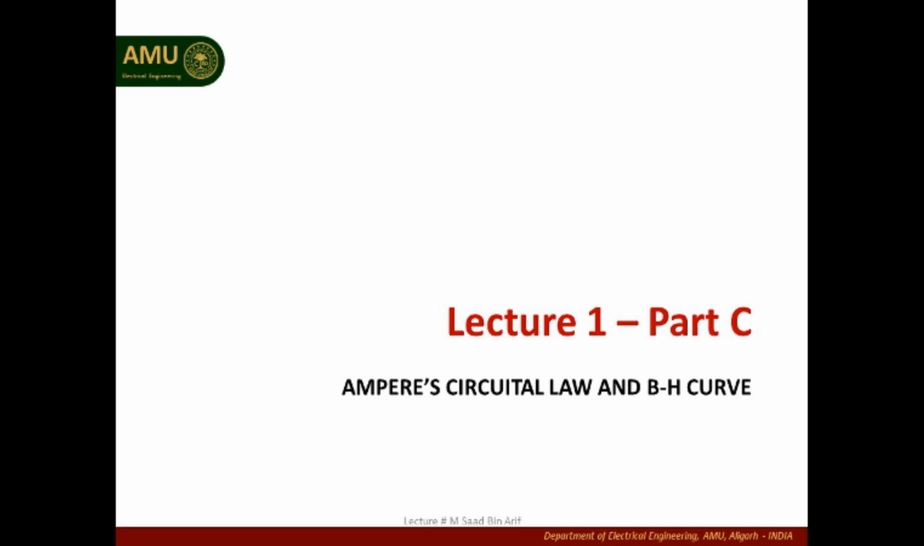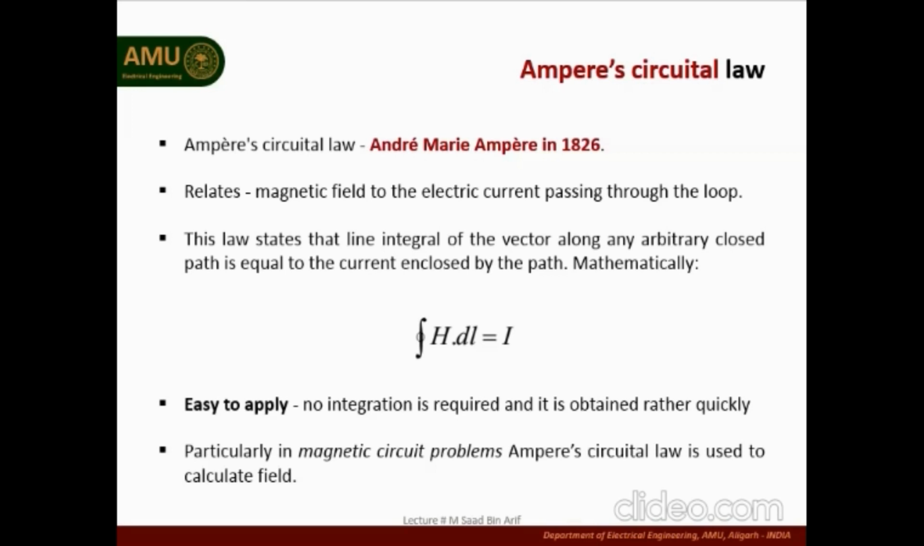Now we will discuss an important law that is used in doing analysis of magnetic circuits. This is basically Ampere circuital law. This law was given by Henry Ampere in 1826. This law relates the integrated magnetic field around a closed loop to the electric current passing through the loop.